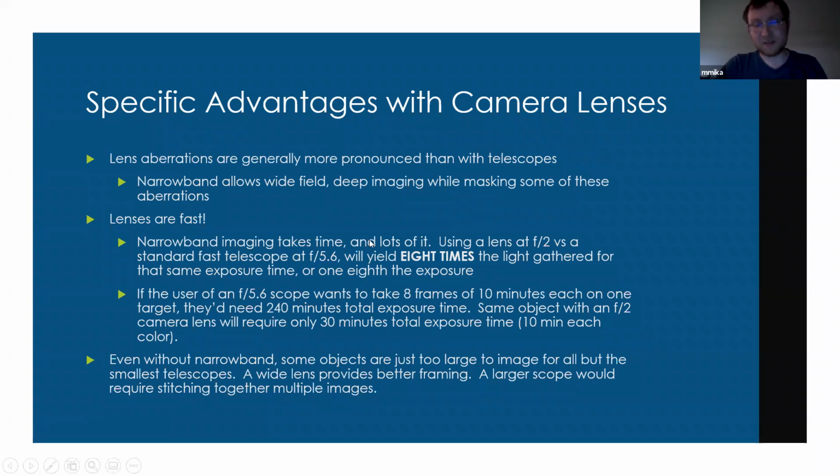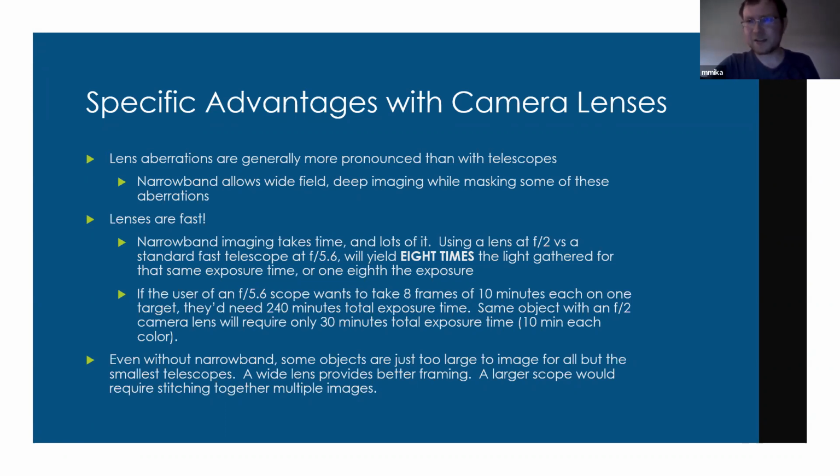So there are some specific advantages to using narrowband with camera lenses, and we saw that a lot of those aberrations from lenses do go away when using narrowband filters. Well, okay, telescopes are designed to shoot at infinity, and there are great narrowband photos taken with telescopes. Yep, and a telescope will almost always blow away a camera lens, but at what cost? One of them is speed.